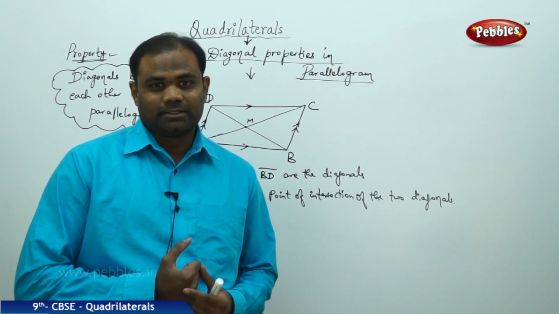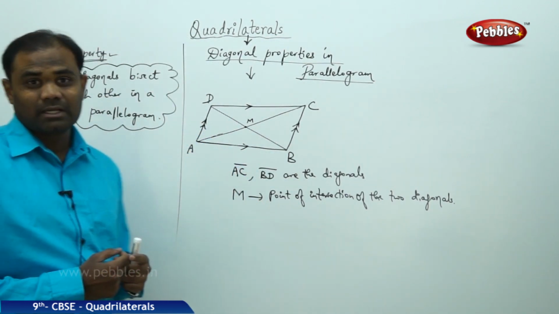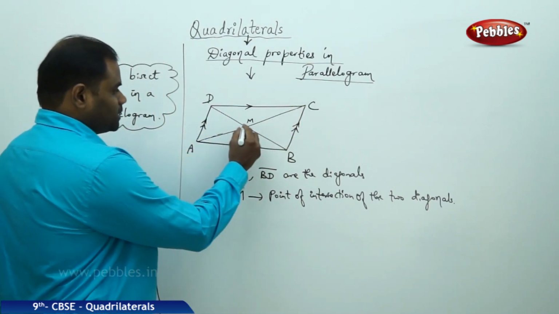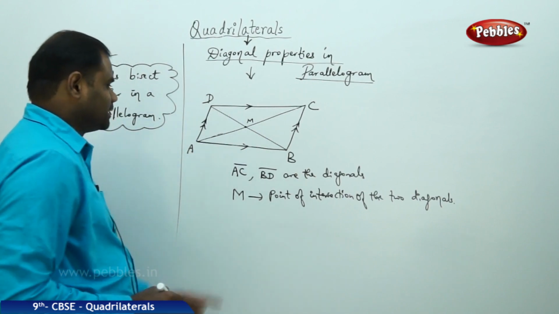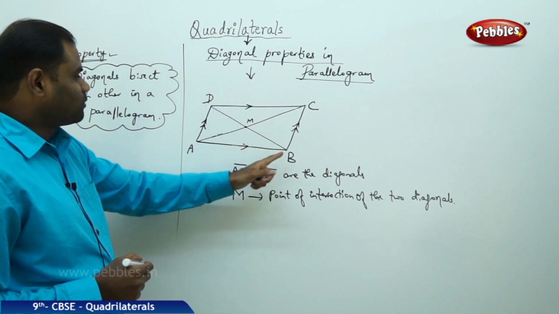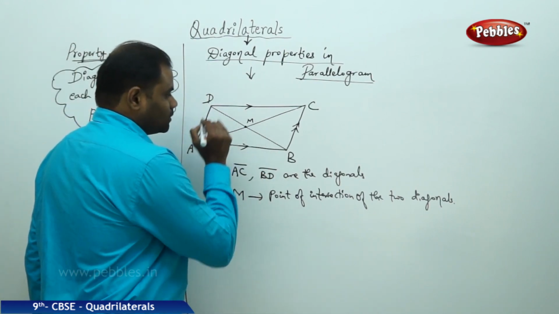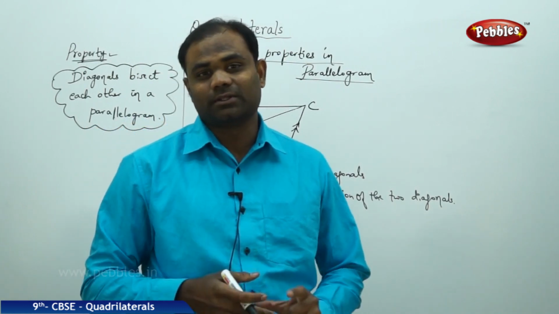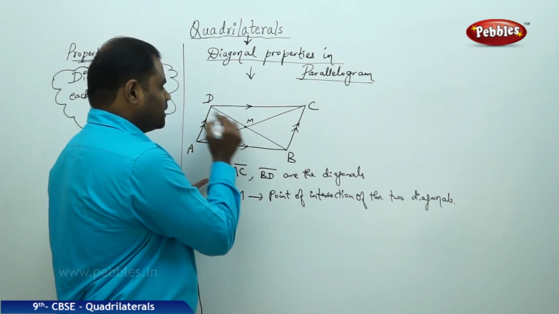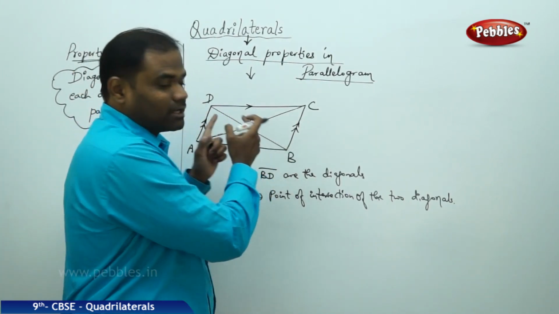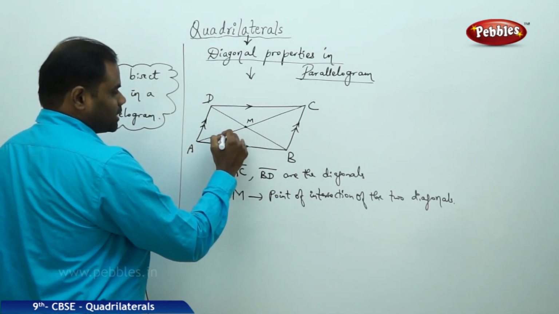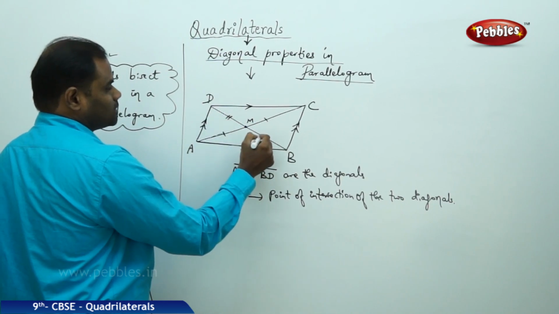What do we mean by bisect? The word bisect means cutting at the midpoint. That means the midpoint, or the middle point exactly, of the distance A to C is M, then clearly the middle point of BD is also M. That's how we understand bisecting each other. The midpoint of AC must be the same as the midpoint of the other diagonal BD. So when the point of intersection is this, this equals this and this equals this.